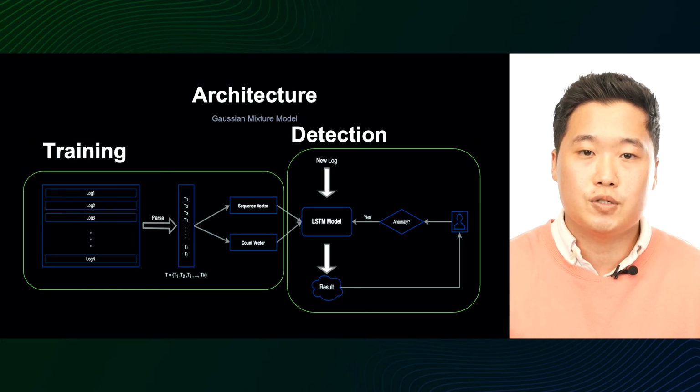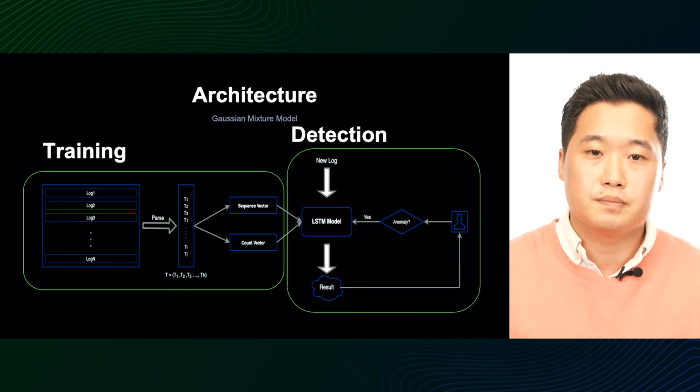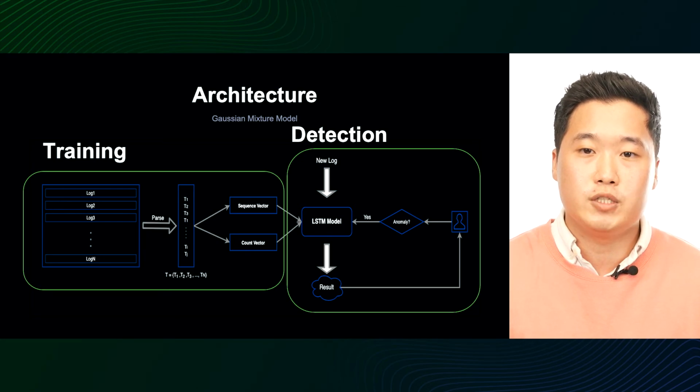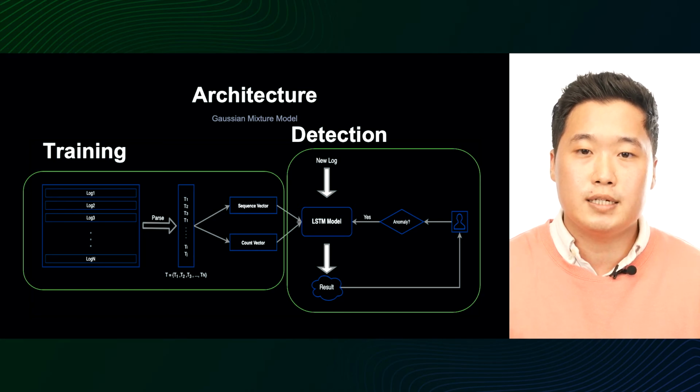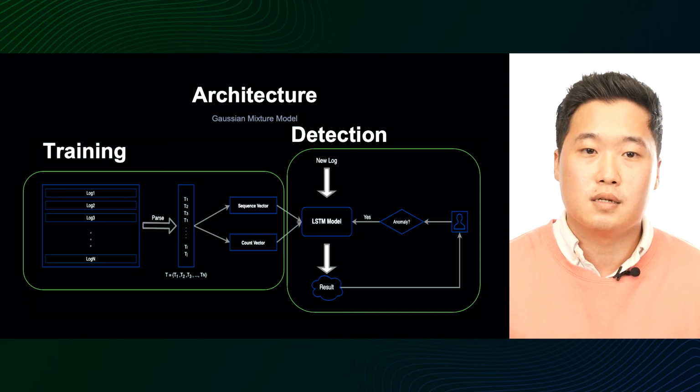And then this group of numbers is converted into sequence vectors and count vectors, which are appropriate features to train the LSTM model. In the detection stage, the trained model takes a history of recent sequences of logs as an input, and the model returns the probability distribution of all possible template values. If the actual log is not included in the highest-ranked templates, the model alerts the system manager about these anomalies. The system manager decides if the log is a false positive or a true positive.